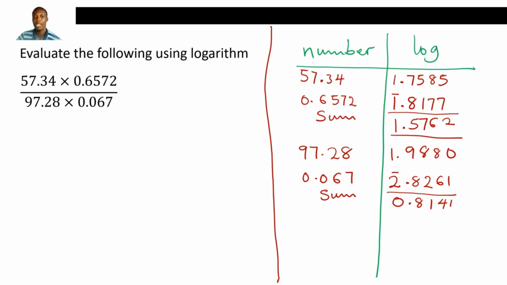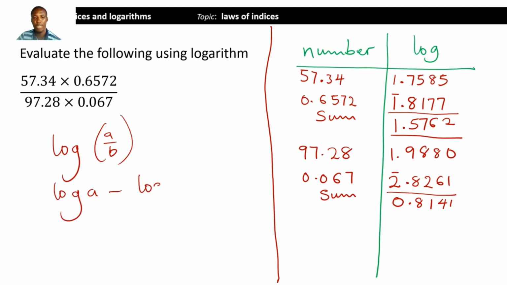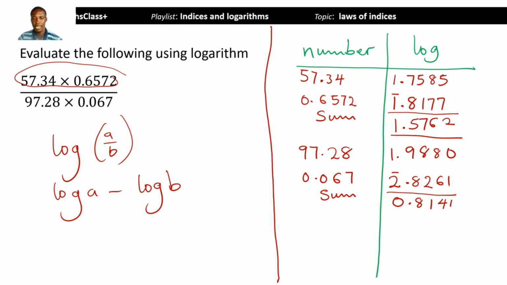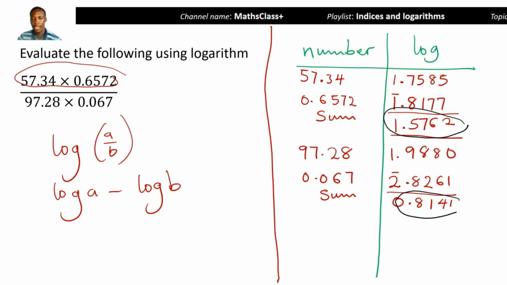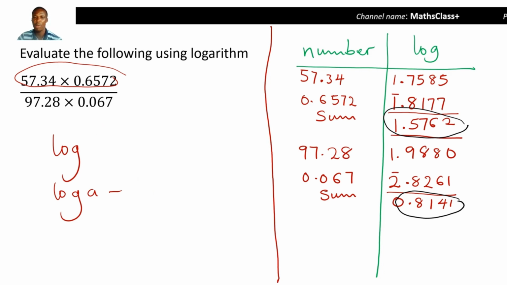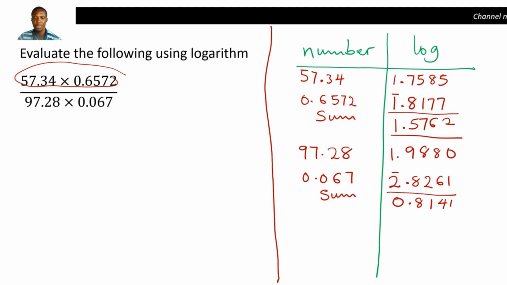Then also remember that in logarithm, if you have log a over b, it should become log a minus log b. And so this is the numerator, that is this one that we have here. And then the denominator is what we have here. So it's like a and b. So what do we do? We subtract the denominator from the numerator. I hope this is a simple thing. Good. Let's move on. So we are now going to do the subtraction.